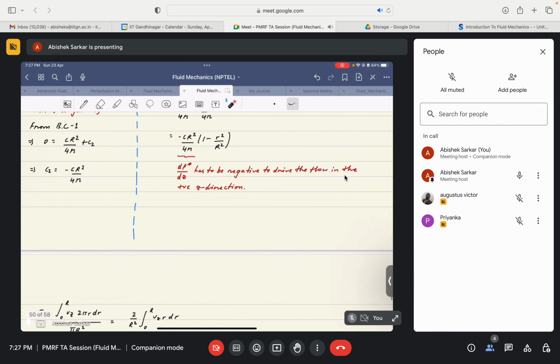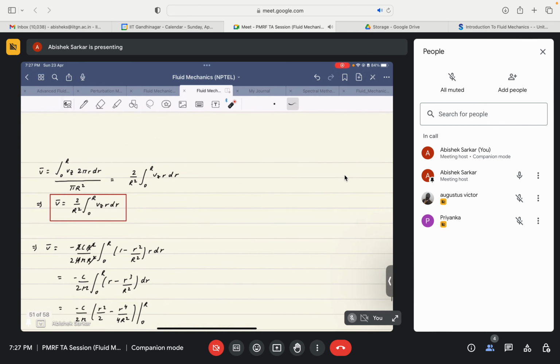Again, this statement that dp star by dz has to be negative to drive the flow in the positive z direction. I guess you clearly know why, because of the requirement of a favorable pressure gradient, so I don't think I need to repeat this again. Here v bar denotes the average velocity through the pipe.